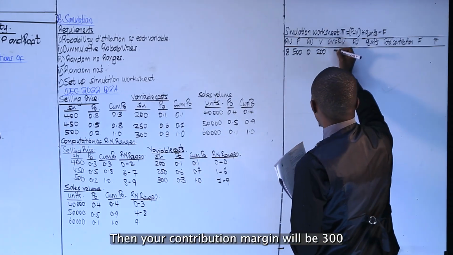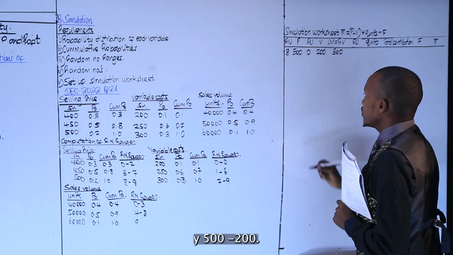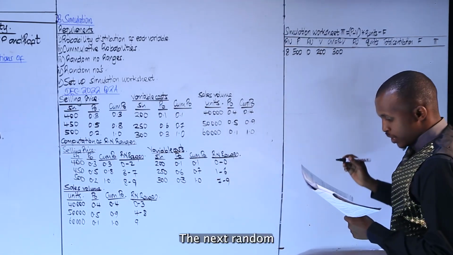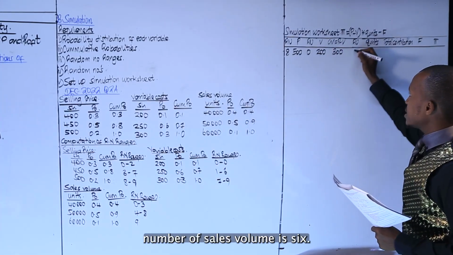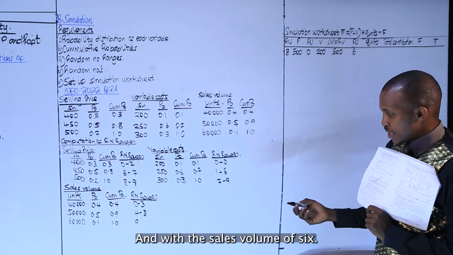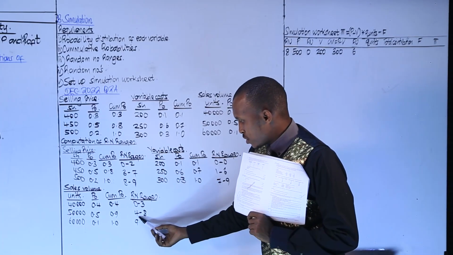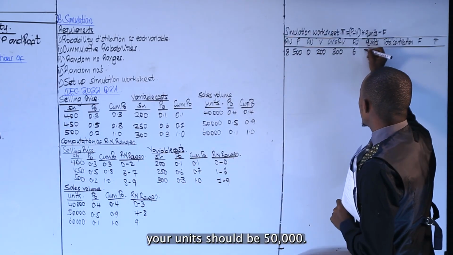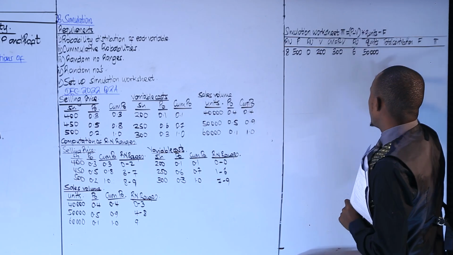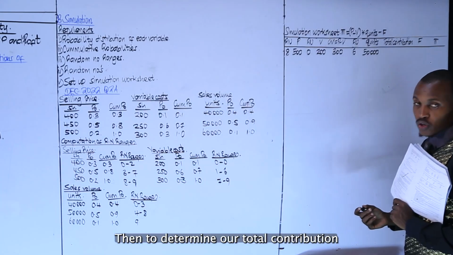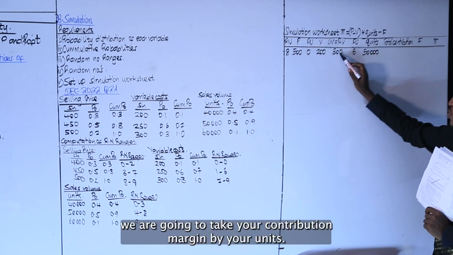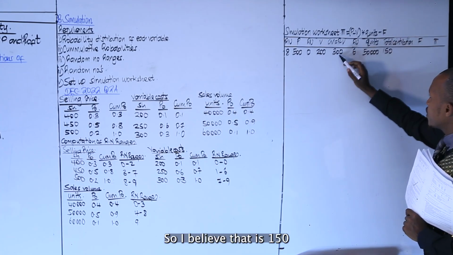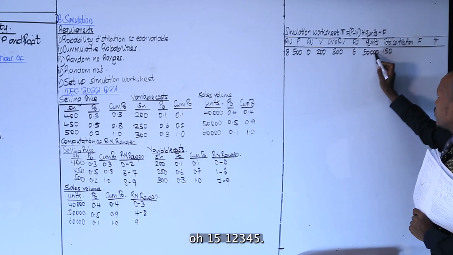Then your contribution margin will be 300. Why? 500 minus 200. The next random number of sales volume is 6, and with a random number of 6, your units should be 50,000. Then to determine our total contribution, you're going to take your contribution margin by your units. So I believe that is 15 million.